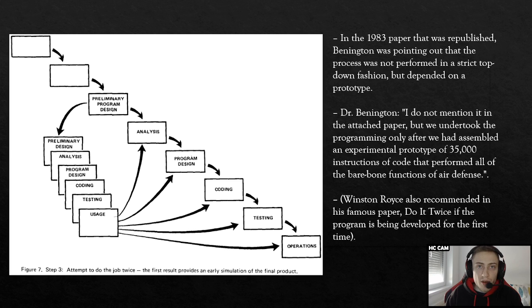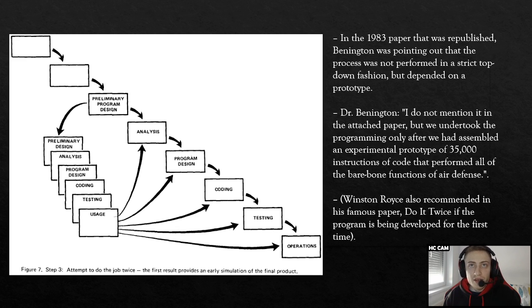The paper was later republished by Bennington, who pointed out that the process was not performed in a strict top-down fashion, but depended on a prototype. As far as I can tell, the prototype concept was used in Boehm's spiral model. The spiral model uses a risk-based approach where you keep refining your requirements based on feedback, since many times it is the requirements that can bring failure into your waterfall approach. Once you get deeper into the phases, it gets more costly to change things.